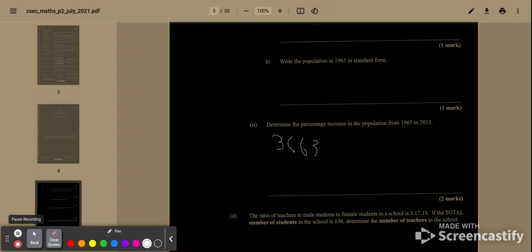3,663,900, right? Minus 2,714,000, right? And when you take these from each other, you're left with 949,900. We're not finished yet.